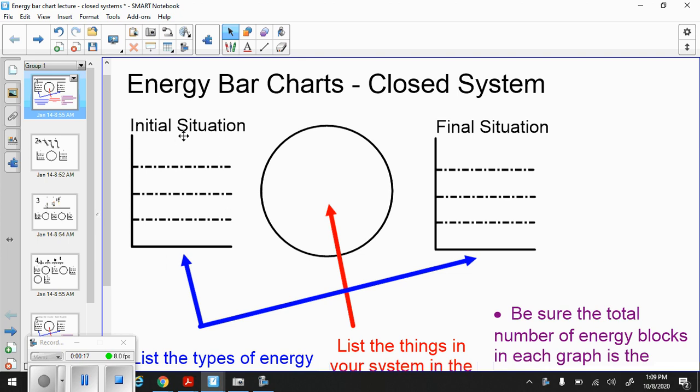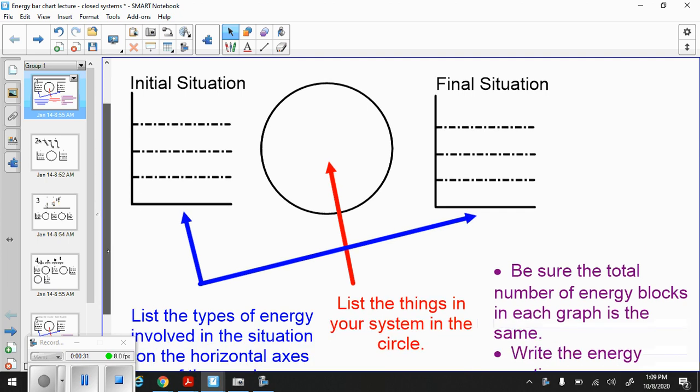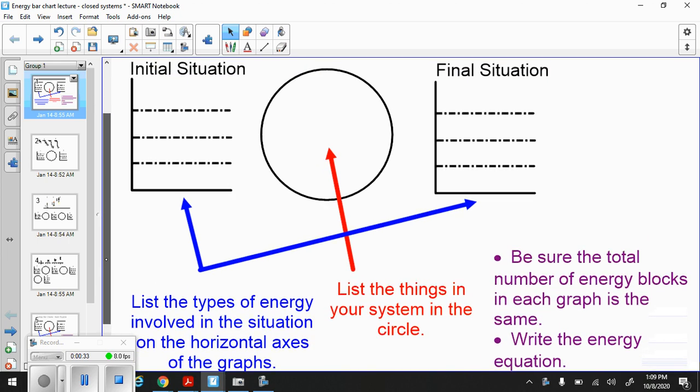So usually when we're keeping track of energy, there's something going on. It might be a collision, it might be some motion, something's happening. So you're going to pick an initial situation and list the types of energy involved in the situation on the horizontal axes here, and then draw bars representing how much of each energy there is.